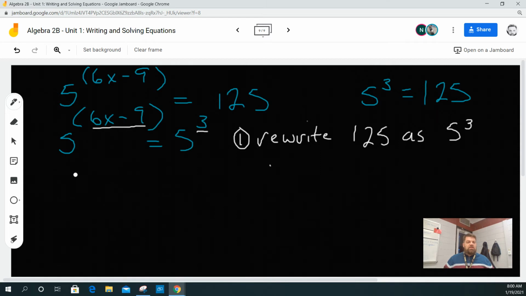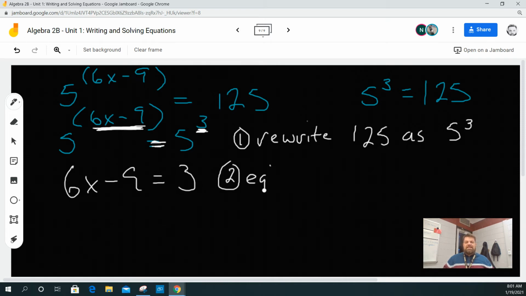The second step is I'm just going to set this stuff equal to each other, right? Because that makes sense. If this is 5 to the third and this is 5 raised to something, and they have to be equal, then we can assume that 6x minus 9 has to equal 3. Otherwise, it wouldn't be equal, right? I'm going to use some fancy math words: number 2 says that we would equate the exponent powers. In other words, we're going to set the powers equal to each other.